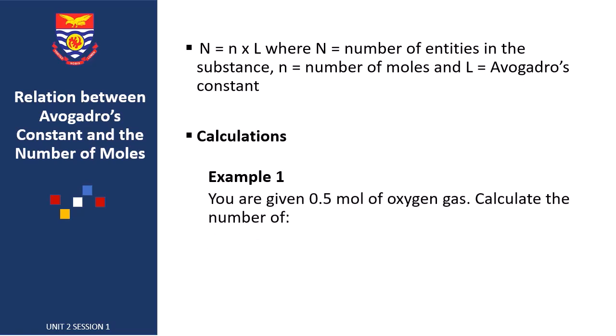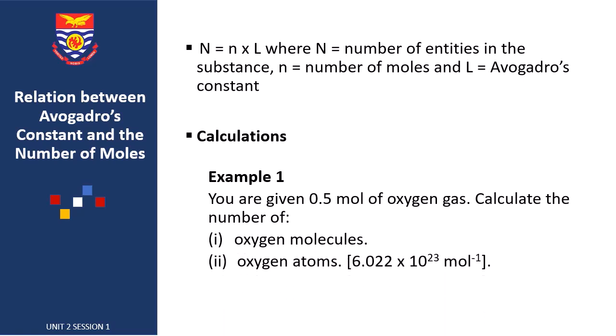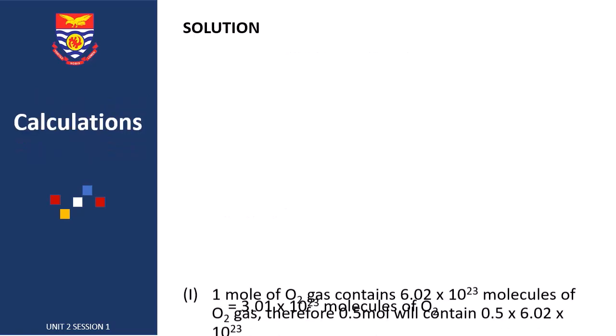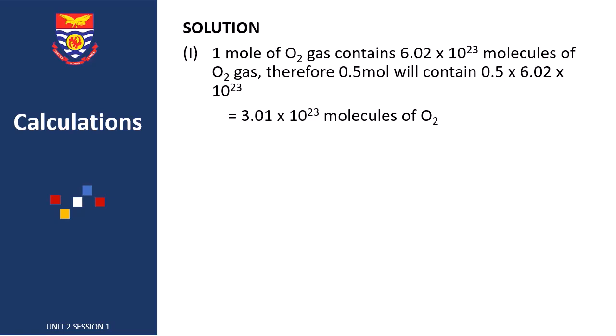An example is that we have been given 0.5 moles of oxygen gas, and we need to calculate the number of oxygen molecules and oxygen atoms. Okay, so let's proceed to look at our solution. We can put the formula we stated aside and solve it, or we can use the formula. So there are two ways of going about this. We are saying that 1 mole of a substance contains 6.022 times 10 to the power 23. So 1 mole of oxygen gas contains 6.022 times 10 to the power 23 molecules.